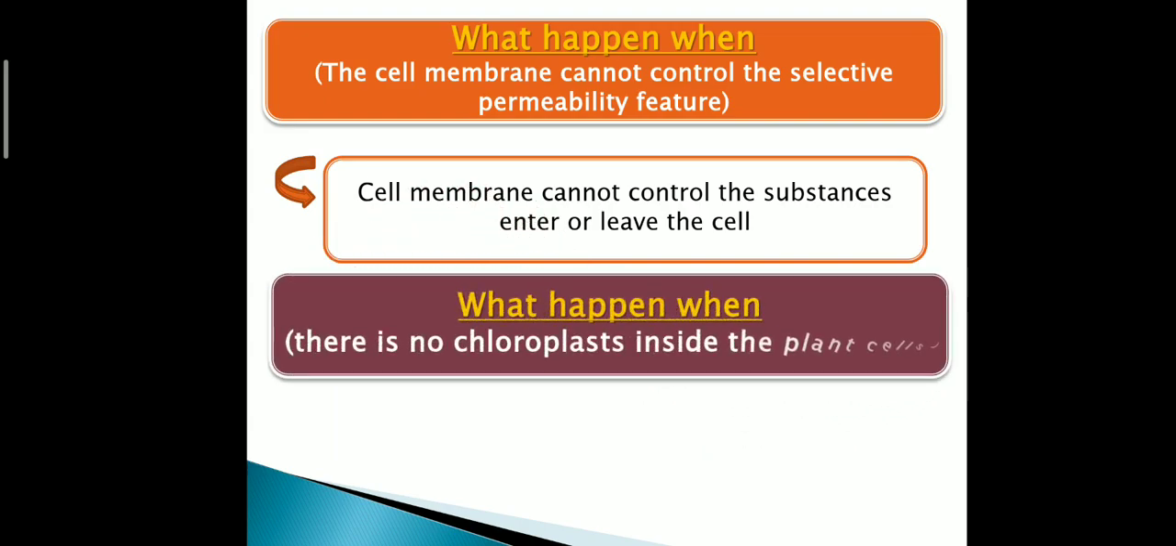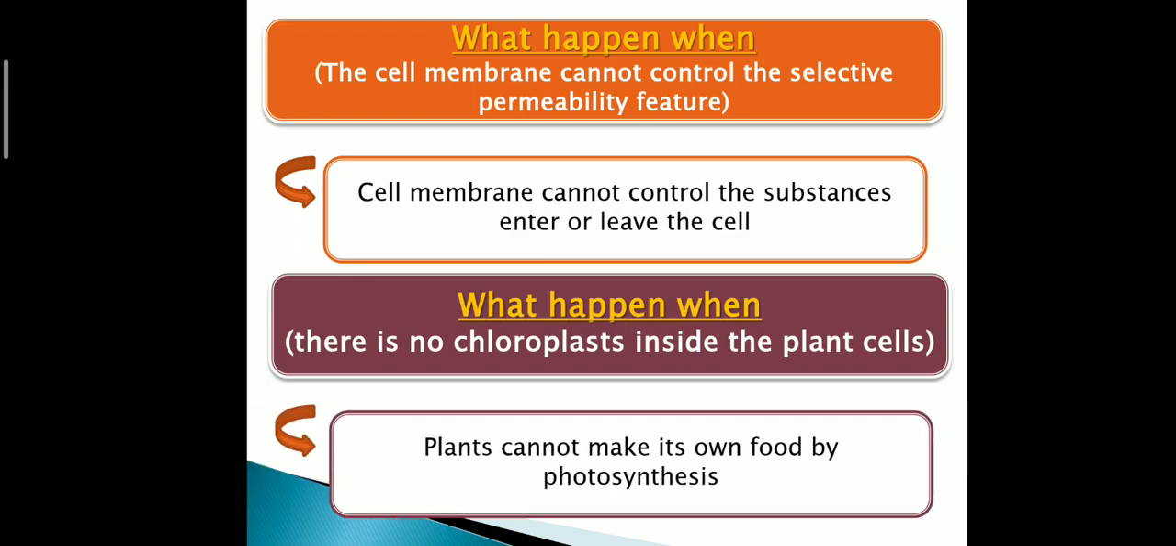Another one, what happens when there is no chloroplast inside the plant cell? Who can tell me? We said the plant cell can carry out photosynthesis due to the presence of chloroplast. So if there is no chloroplast, the plant cell can't carry out photosynthesis or make its own food. Excellent, Junior 6. Plants can't make their own food by the photosynthesis process.